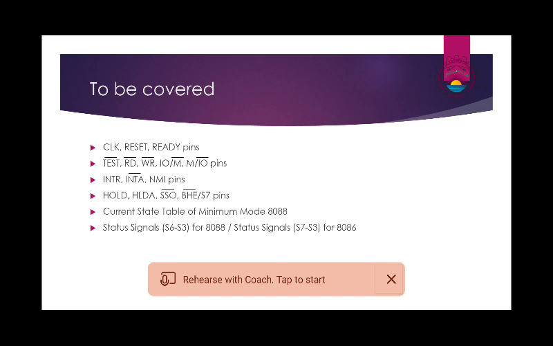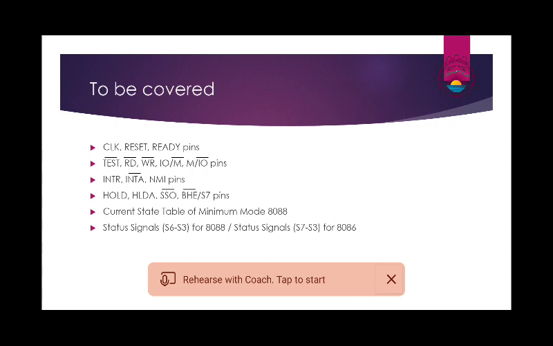Then we have to discuss the status pin SS not bar for microprocessor 8088. In case of the 8086 microprocessor, in place of SS not bar, there will be the BHE bar/S7 pin. Then there will be a table of the current state of microprocessor 8088 when it is operating in minimum mode, and that table is made by using the IO/M bar, DT/R bar and SS not bar pins of the 8088 microprocessor.